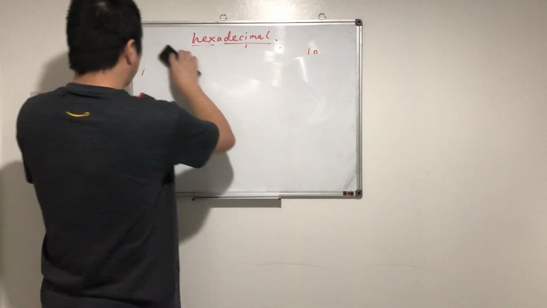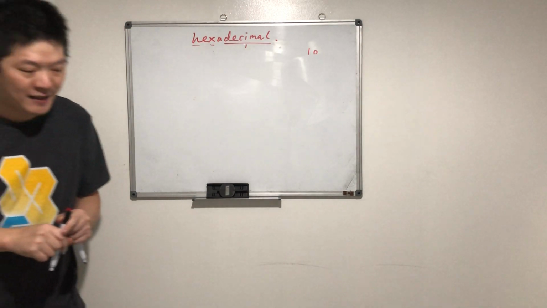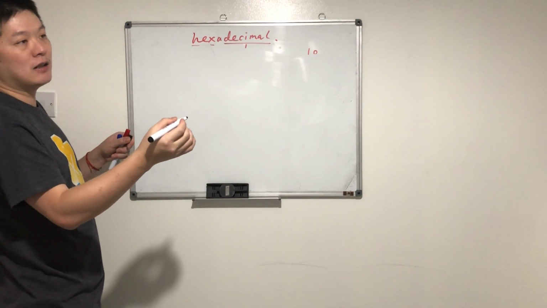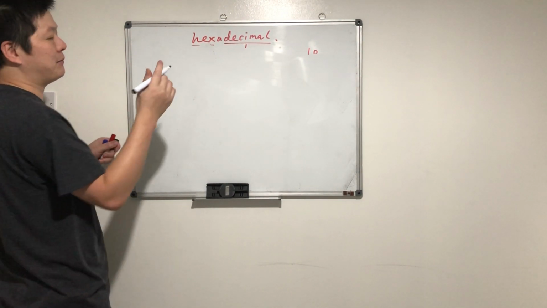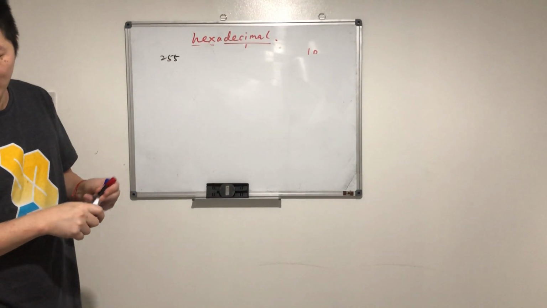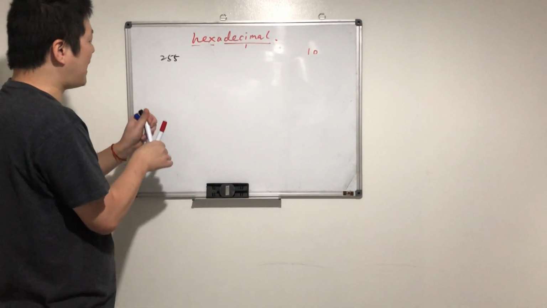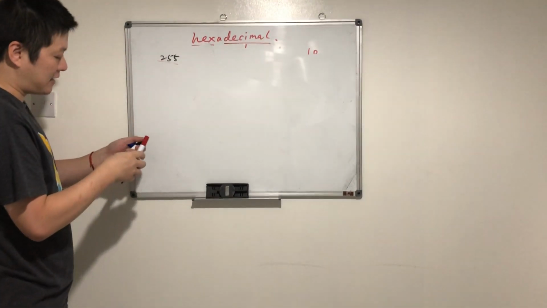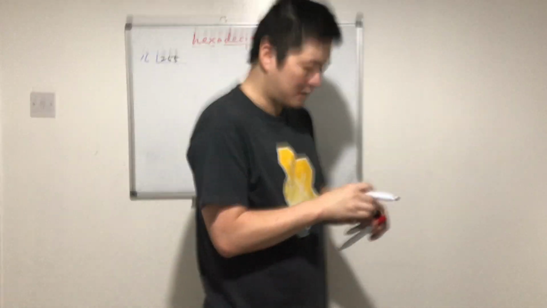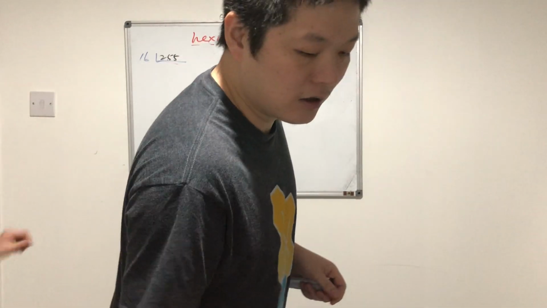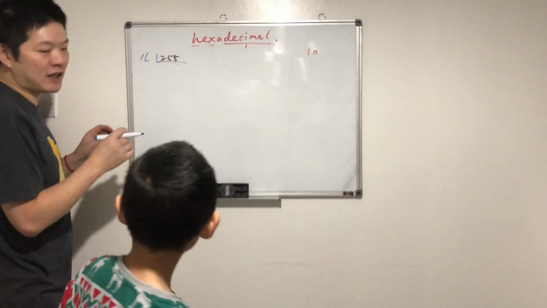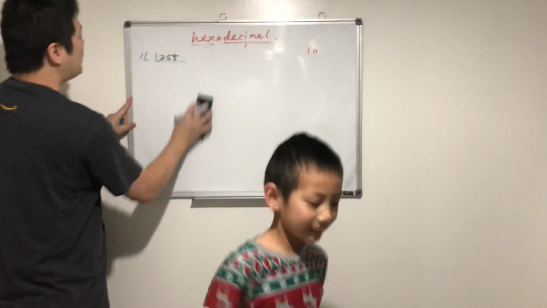Okay, so now what's the next part? We convert backwards, from decimal to hexadecimal. So if it is 255, okay? What's this in hexadecimal? Let's divide it by 16. 255 divided by 16 is 15, remainder 15.